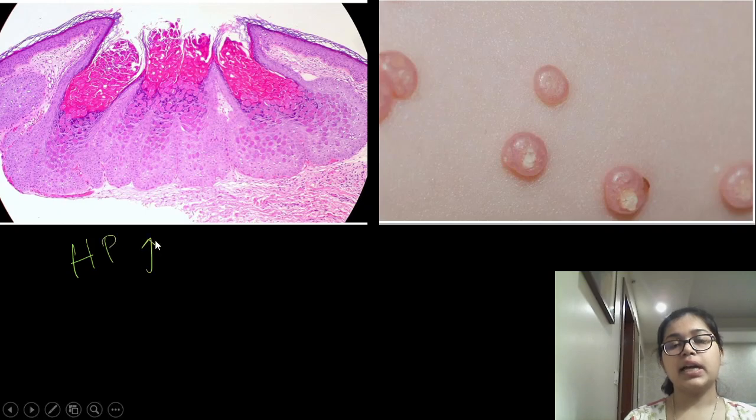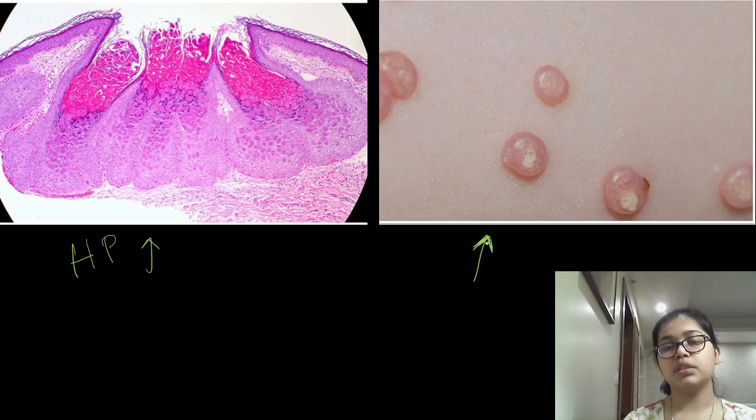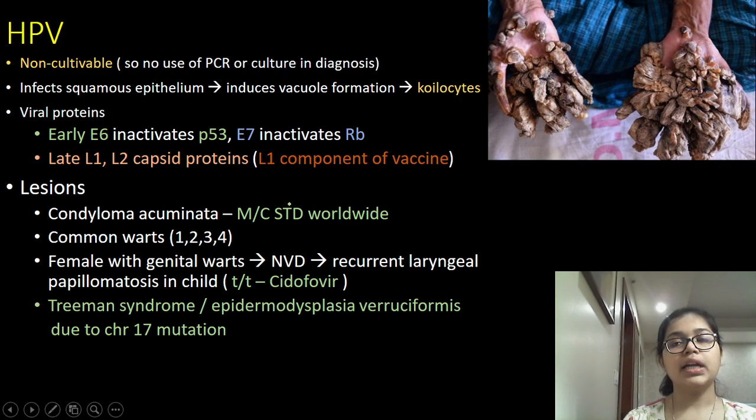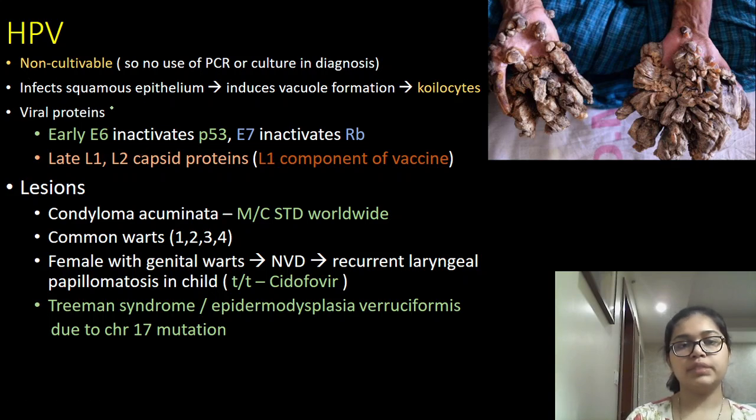Late ones like L1 and L2 are capsid proteins. L1 is a component of the vaccine. This was again a question in the last INICET. The lesions are condyloma acuminata, the most common sexually transmitted disease worldwide. Common warts are produced by types 1, 2, 3, 4.